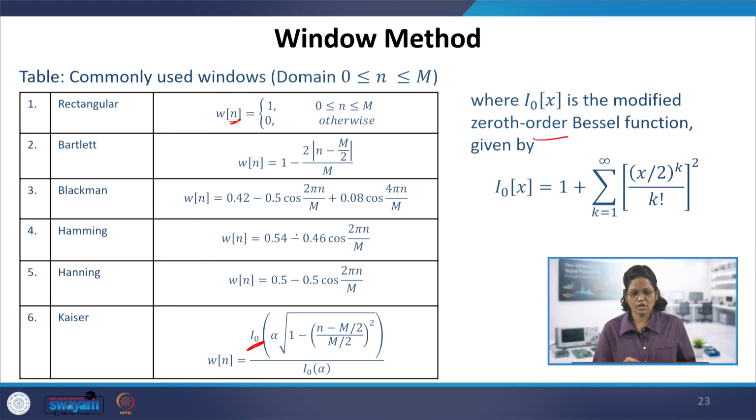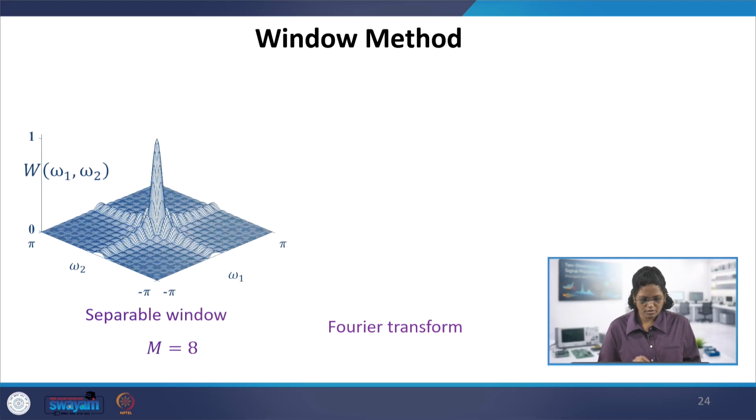So using these window functions, the 2D window can be obtained, or we can visualize this with the plot, getting the 2D windows for the design. If you take the window method, in this we give the response of the window function, that is w of n1 comma n2, and its frequency response. If you plot it with respect to omega 1 and omega 2, this is for the separable window. You have omega 1 and omega 2, the window function is this, and at the center you can see the ripples in this case.